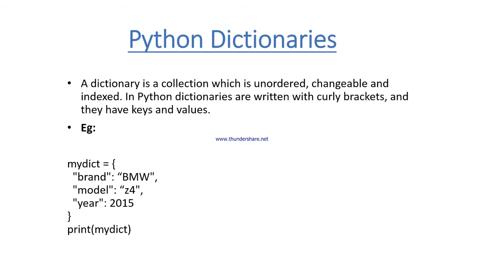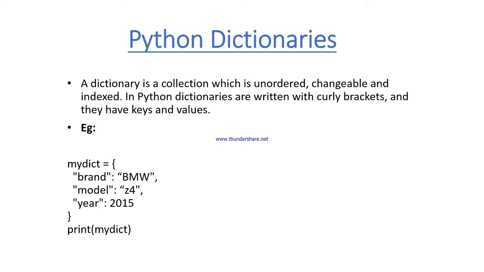So, a Python dictionary is a collection which is unordered, changeable, and indexed. In Python, dictionaries are written with curly brackets and they have key values. Dictionaries are different from list, set, and tuple because in those other three you don't have a key value pair, but a dictionary is unique from the other three in that it consists of key value pairs. The value is stored in a dictionary in the form of a key and value.